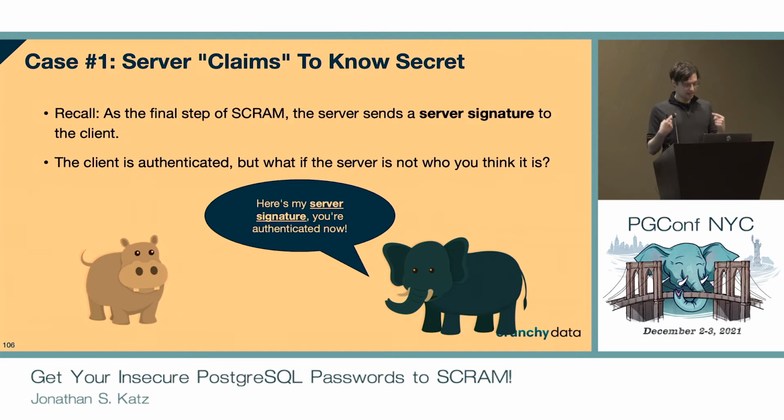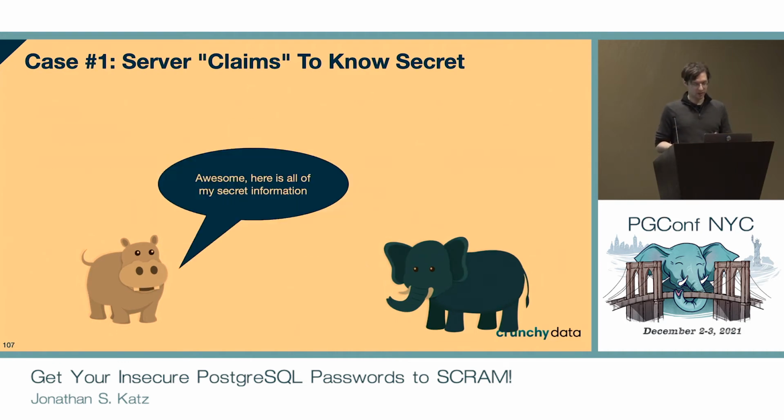Remember, as I said on that last step, Postgres says, hey, you're authenticated. So even though you receive the server signature, technically the client can start running queries against the Postgres server with that level of privilege. And if the client doesn't actually verify that the server really knows its password, it can start sending secret information over.